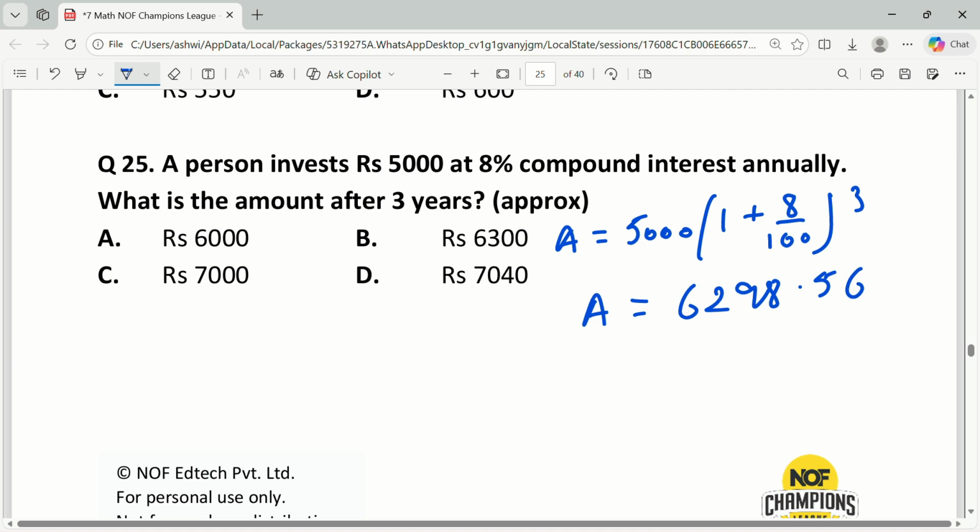Comparing with the given options, it is closest to rupees 6,300, that is option B.